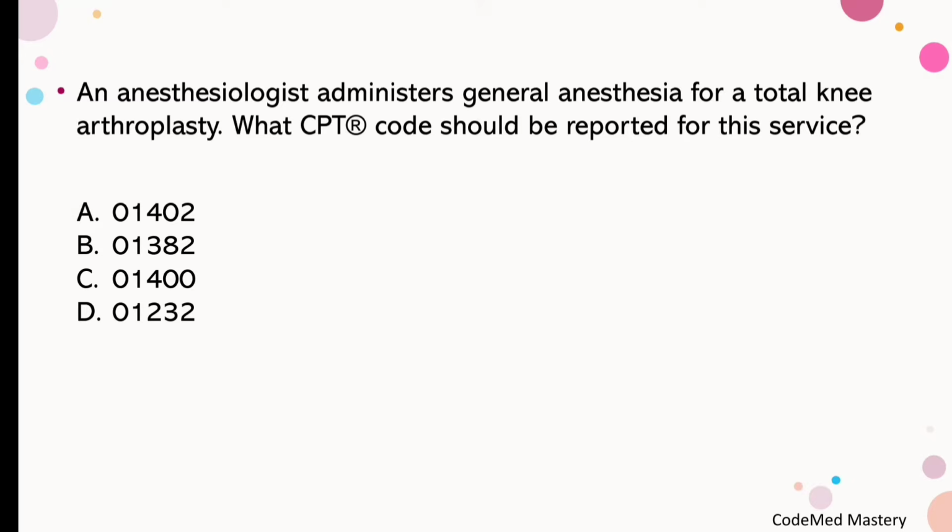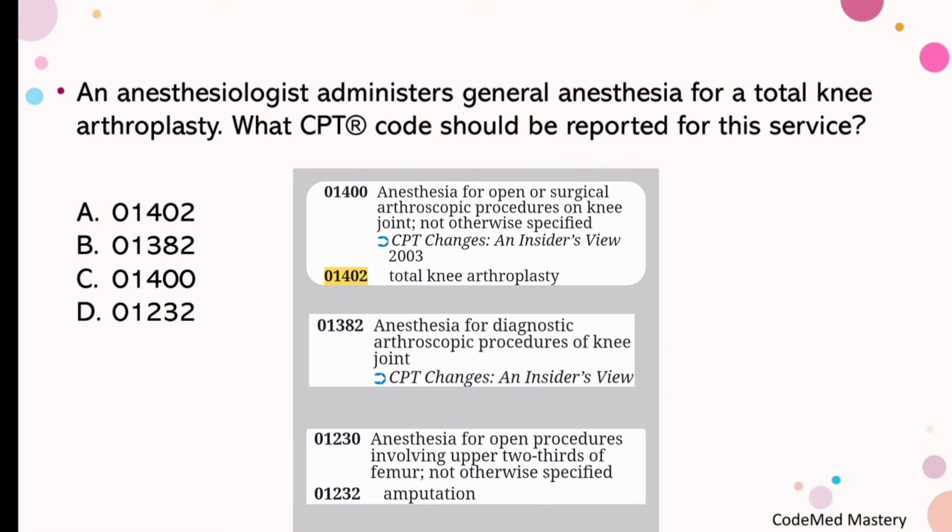This is the first question. Let us check the codes first. In option A, the code is 01402. 01402 is for anesthesia for open or surgical arthroscopic procedures on knee joint, total knee arthroplasty. Check the code 01382. It is for anesthesia for diagnostic arthroscopic procedures of knee joint. Option C 01400 is for anesthesia for open or surgical arthroscopic procedures on knee joint, not otherwise specified.